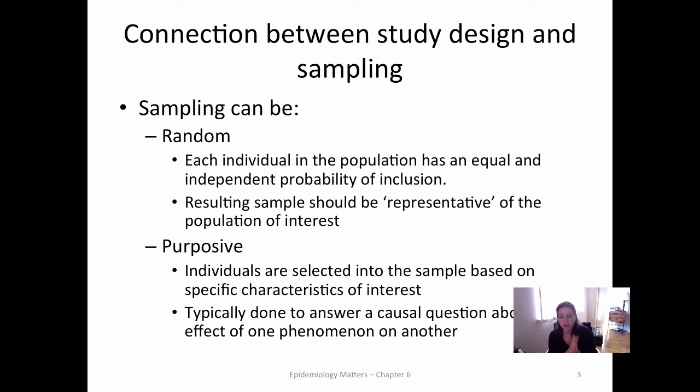So if our question is, does smoking cause lung cancer? Or does exposure to a certain toxin influence brain cancer? We don't need a representative sample of the population to answer that question. We need a sample that's selected in such a way that we have exposed and unexposed that are comparable on all factors that cause disease other than the exposure of interest. And we've gone through this in detail in the chapter and in the lecture, so I won't belabor this point, but the bottom line is that sampling can be random or purposive, independent of the study design.